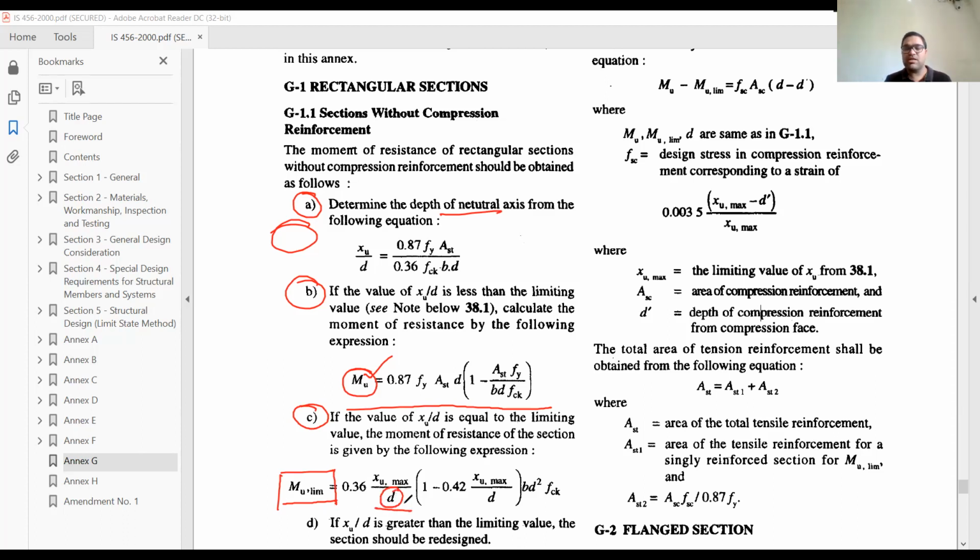This D we will consider as D required. Besides this, we have all the other values. XU max can be determined from page number 70, where XU max I have explained earlier also. XU max for Fe415 will be considered as 0.48 times D. So we will put 0.48 times D in place of XU max and then solve this to find the value of D required. Now we will move to our slide, and there we will solve the problem.